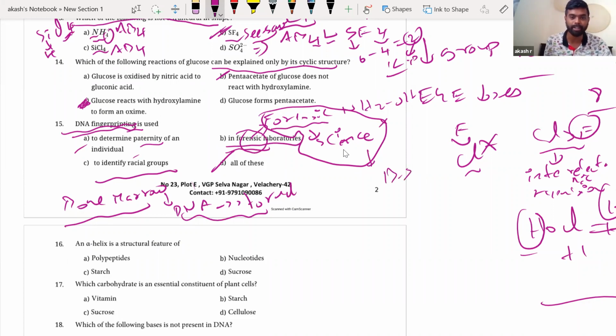Very interesting subject. You can even do a degree in this. A BSc in forensic science you can do, and you can go into any investigation agencies. You can even go into RAW. You know what is RAW? Anybody knows? In India, what is RAW?